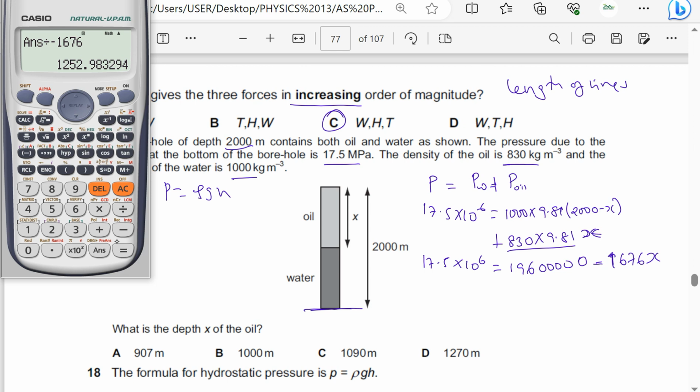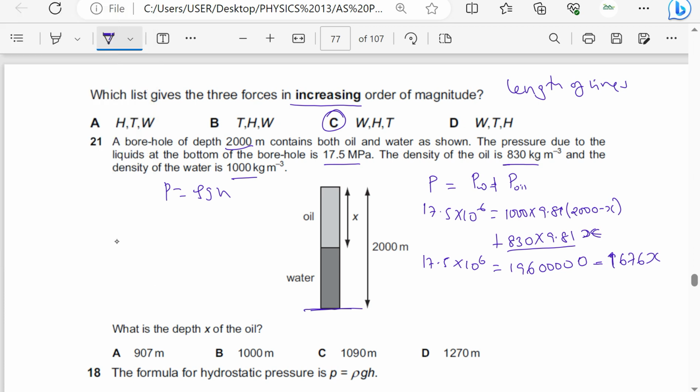1252. I hope I did this carefully. So x is 1252 meters. So it means the answer is going to be probably D. Maybe it's just as a result of rounding off. I'll check this again.